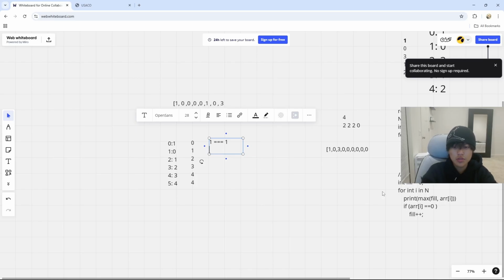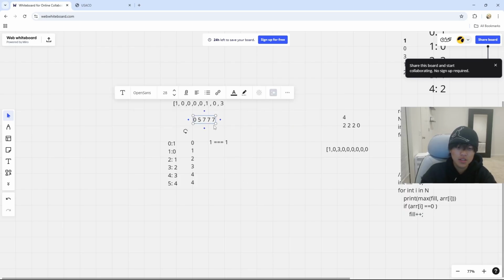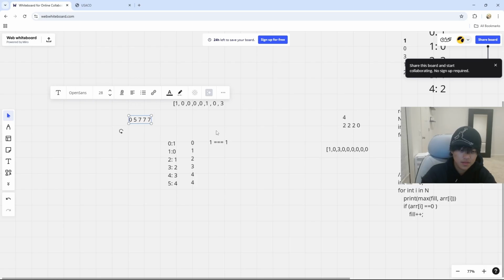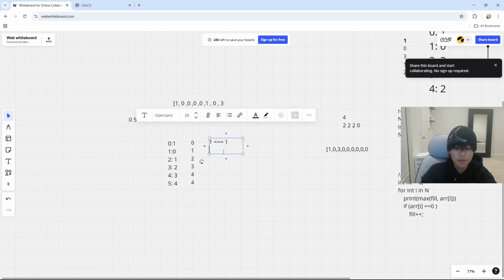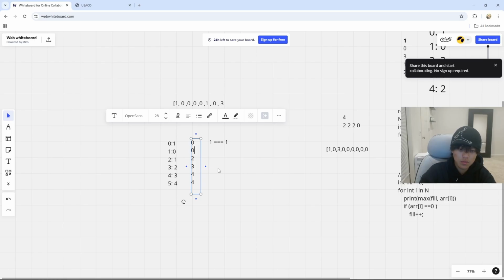How many numbers? Oh, I think it's going to solve this wrong. 2 to 1. Okay. And now we go to the next iteration. So what is the max between fill, which at this point is still 0, and this should be 0. Oh, all my stuff is like, oh, something like this.